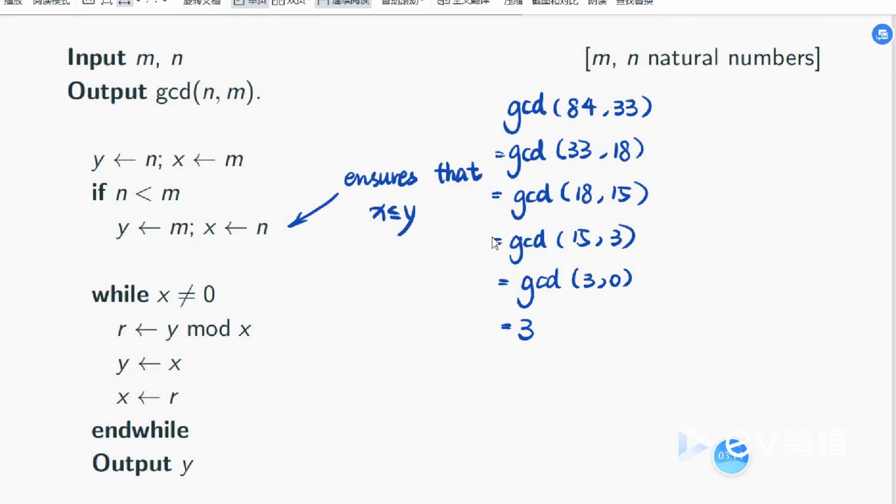Using theorem 8, we are able to show that we could just keep finding the number n minus km until we hit 0. So that means the number just before the 0, that one is the greatest common divisor.